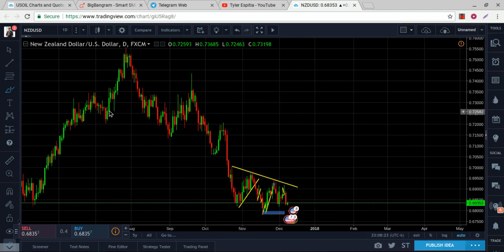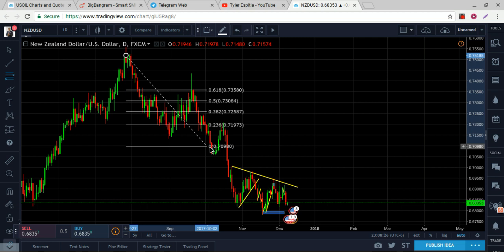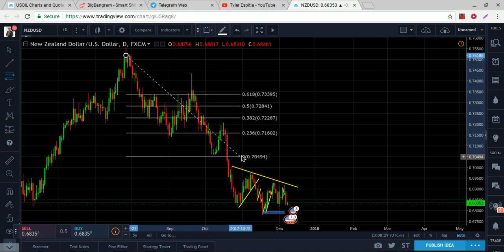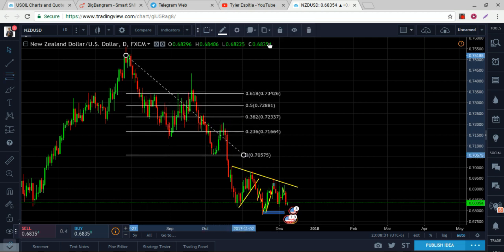Let's use this as an example. So let's take a Fibonacci from swing high, and let's talk about right here. Let's talk about right there. Let's pretend like none of this exists.